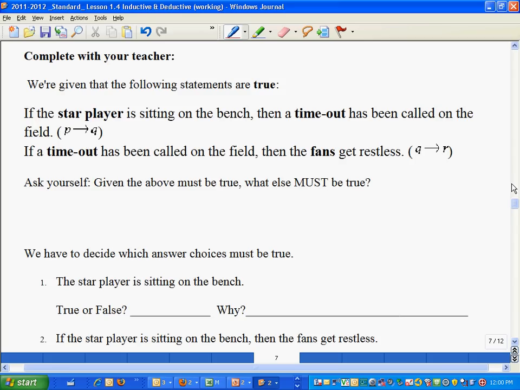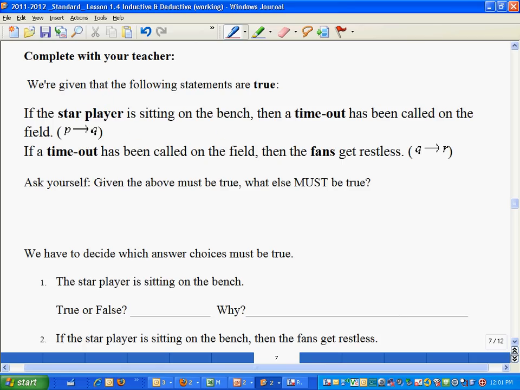Next one. If a timeout has been called, notice it's the same statement, so that's going to be Q again. If a timeout has been called, then fans get restless. That's a third statement, so that's R. Okay, so now we're going to write down what we know is true. So step one, we know if P, then Q is true. Why? You're told it's true.